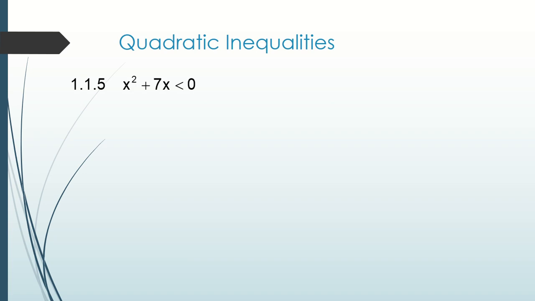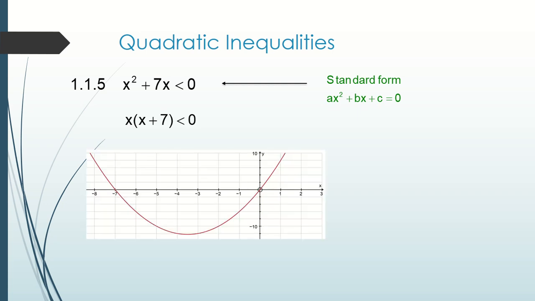Then you have a quadratic inequality question. It is in standard form because it means c is 0. So we factorize by taking out the common factor. The critical values are x equals 0 and x equals minus 7. The question says less than.